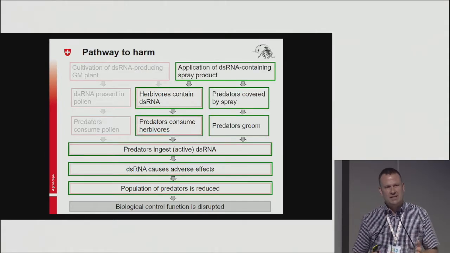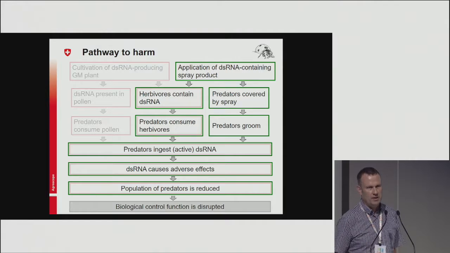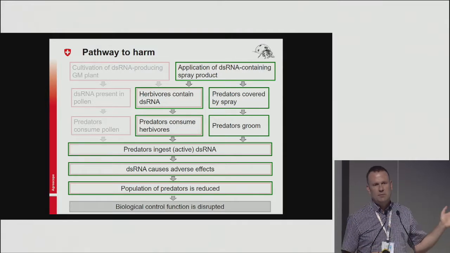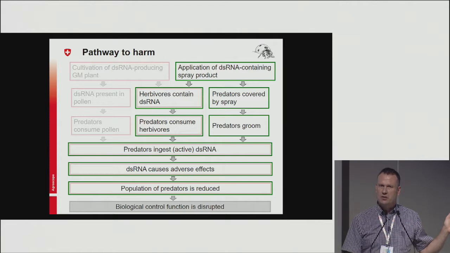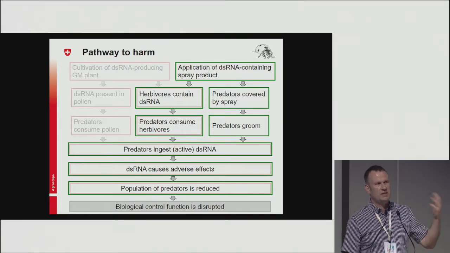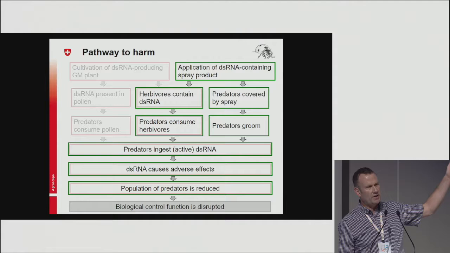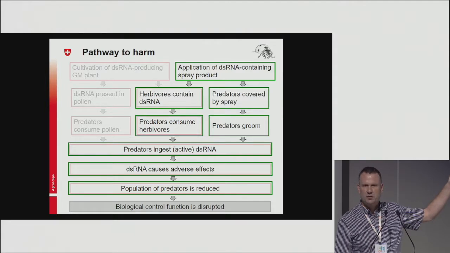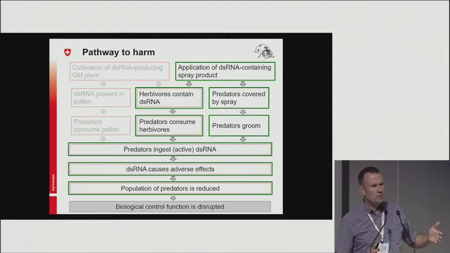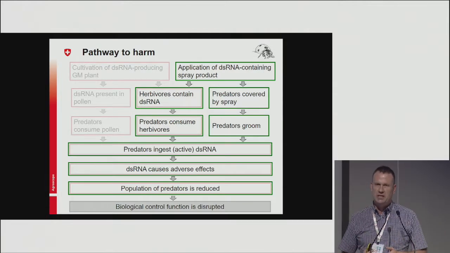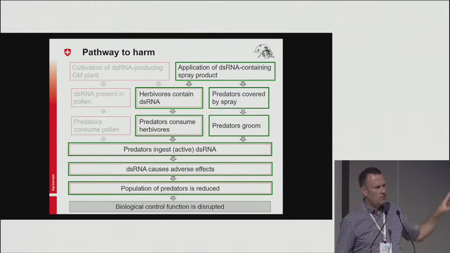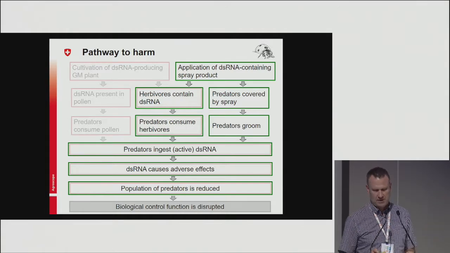Now, if I think about an insecticide or a spray product that contains double-stranded RNA, of course, some of the pathways might be the same for our predator. It could be that the herbivores ingest this spray product. It might still be stable and affect our predator, but it might also be that the predators are present in the field, they are covered by the spray, they groom themselves, or they clean themselves, and by that mode they might ingest the active compound and be affected. So very simple pathways, but that helps us to ask questions that we can address in the risk assessment.